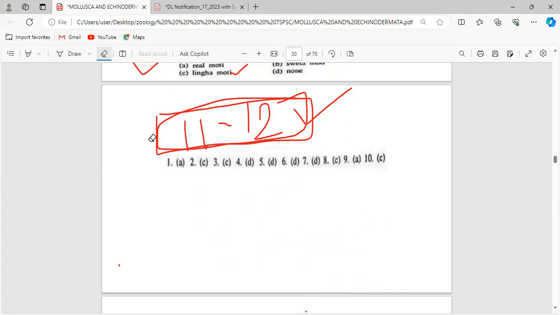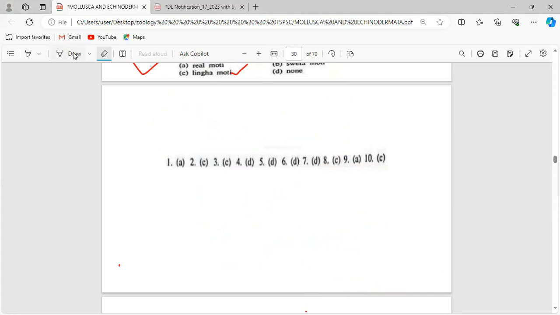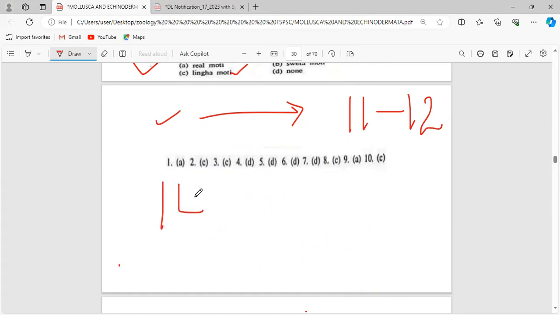Just remember, 14 to 15 questions are directly from our PPT. If you read the PPT, you can answer those 11 to 12 or 12 to 13 questions. But the questions appearing in the exam are 14 to 15.